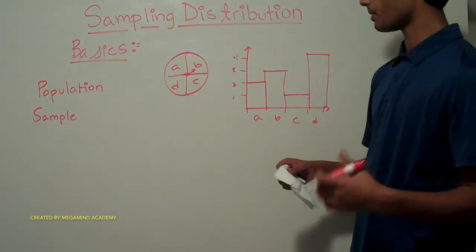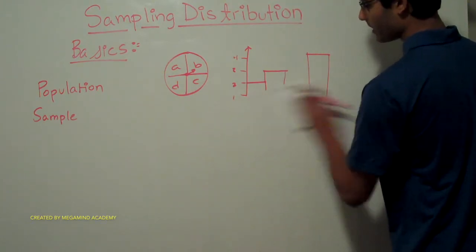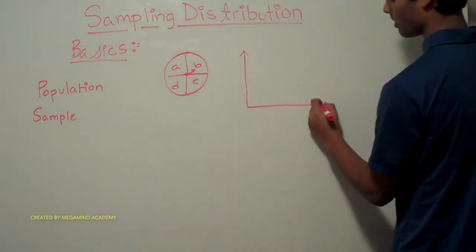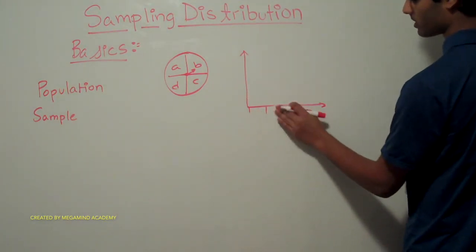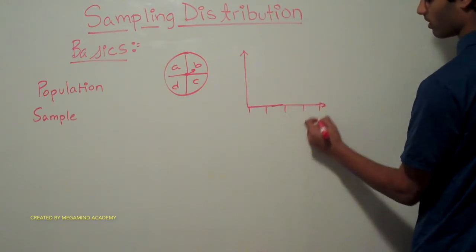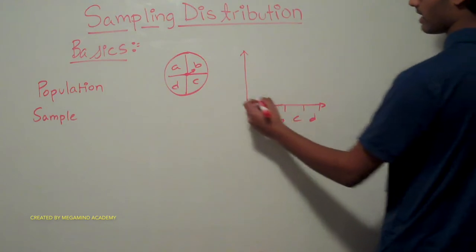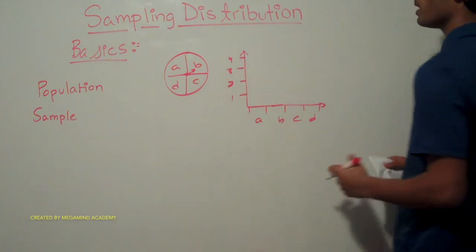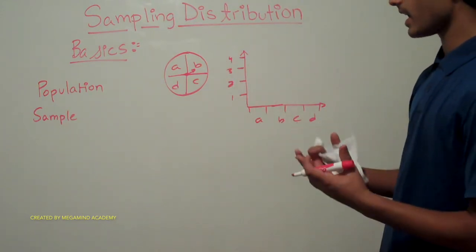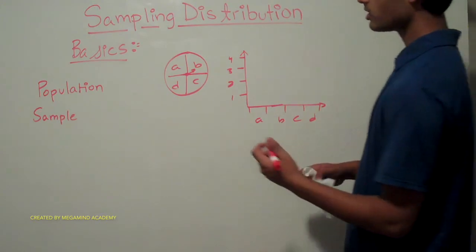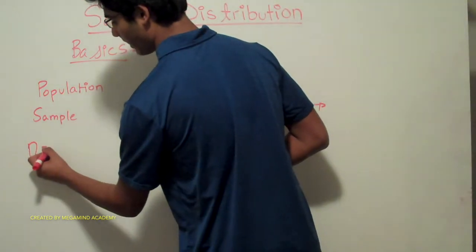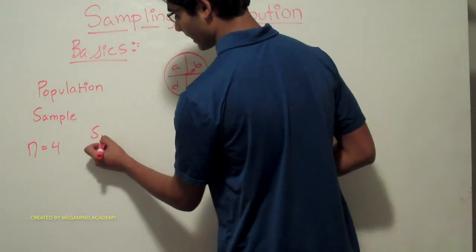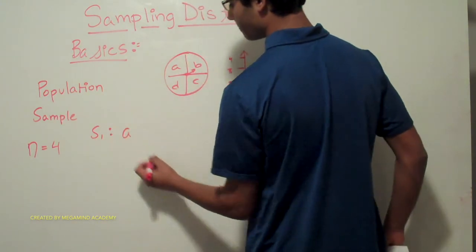Now let's get into what a sampling distribution would look like. In a sampling distribution, you would have basically the same setup of a histogram, A, B, C, and D, and then values 1, 2, 3, and 4. But you would also have your sample size, the number of samples you take. Let's say your sample size, which is n, it's always n, is 4. And in sample 1, let's say S1, you would get A.